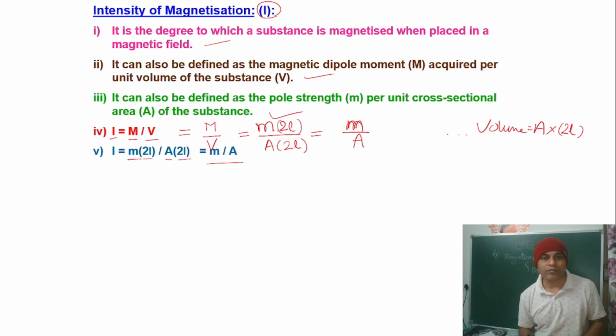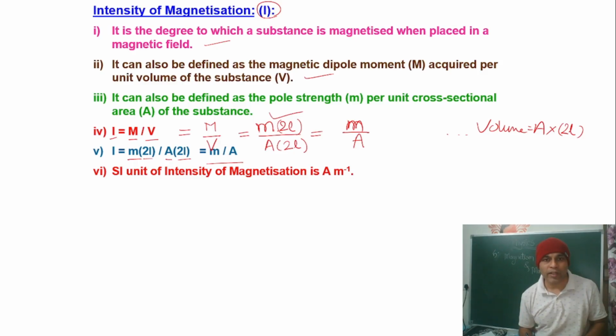Next, the SI unit of intensity of magnetization is ampere per meter. So it is mentioned here, pole strength is divided by area. How it is ampere per meter, we can see in another derivation.